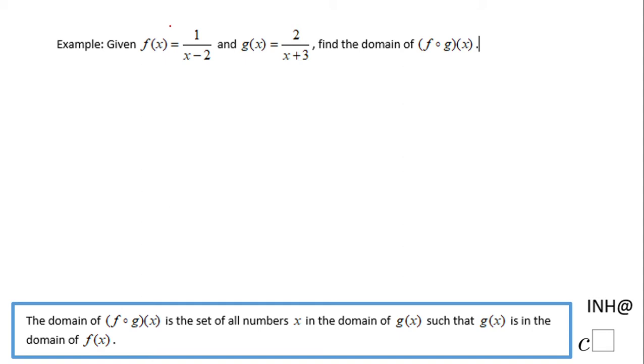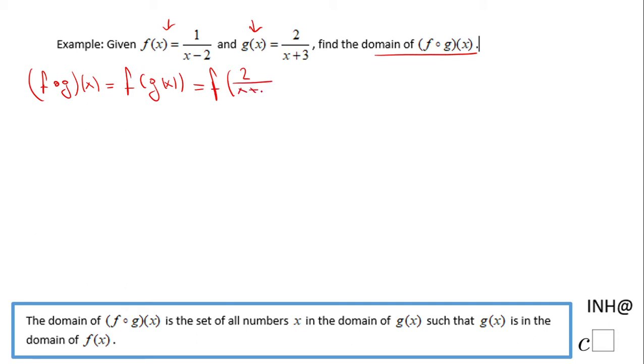In this example, we have two functions f of x and g of x, and we have to find the domain of the composition of these functions. So first of all, I'm going to start with the composition of these two functions, and f composed of g means f of g of x, which in this case means f of 2 over x plus 3.